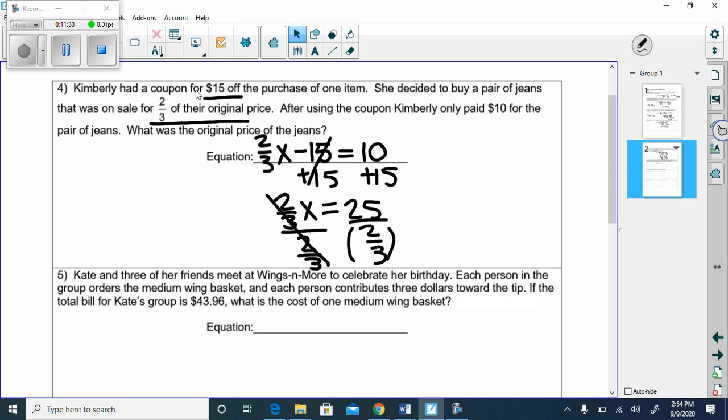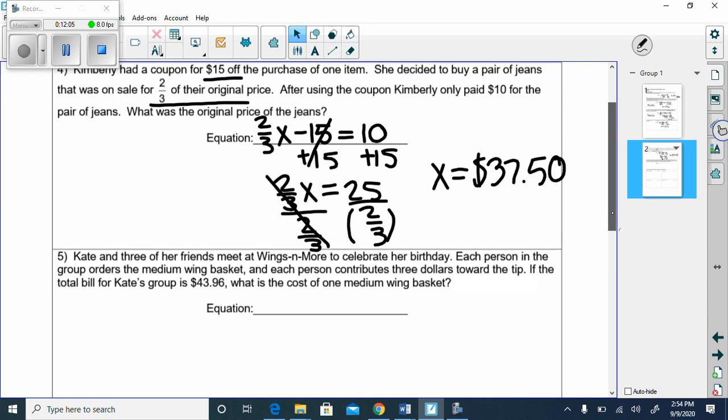Okay. So what did we get when we divided? What if we do it in the math and calculator on your phone? You got what? 38? Yeah, that's close. $37.50. All right, good deal.